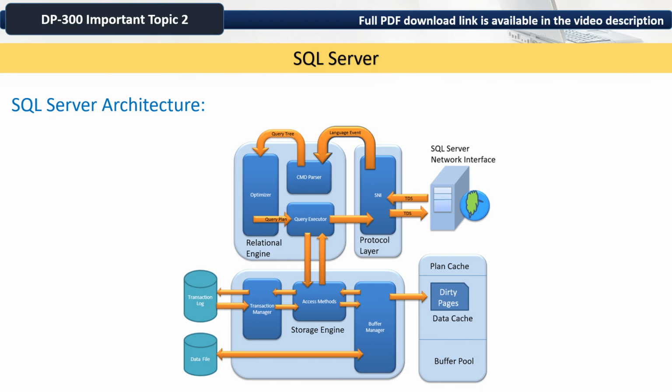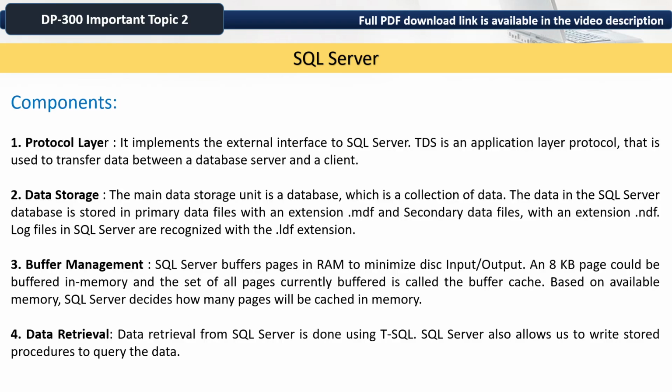SQL Server Architecture. Here, this image gives us a basic idea about the SQL Server's architecture. We will be discussing the components in detail now. First, we have the protocol layer. It implements the external interface to SQL Server. TDS is an application layer protocol that is used to transfer data between a database server and a client.